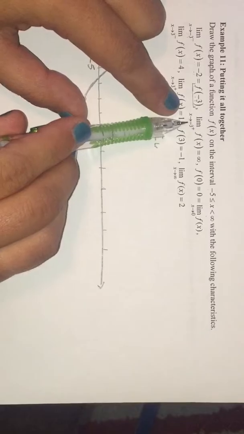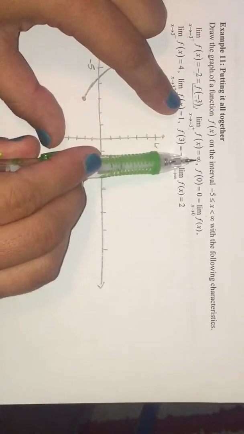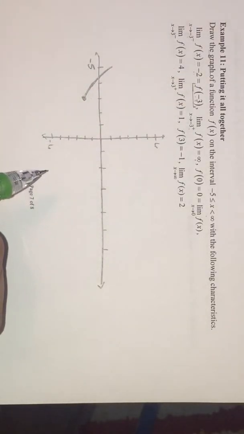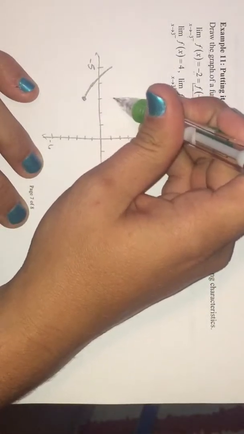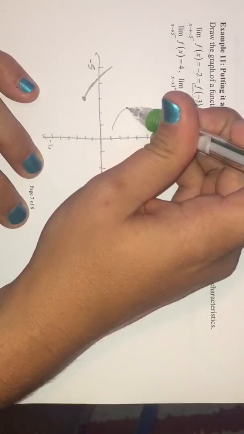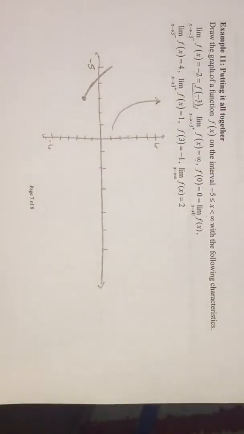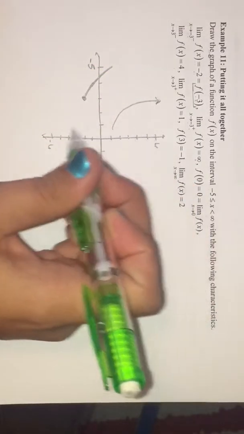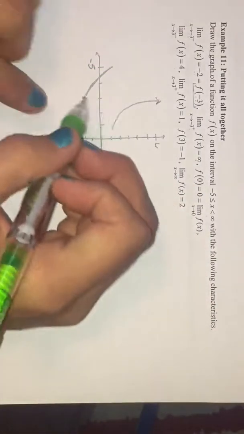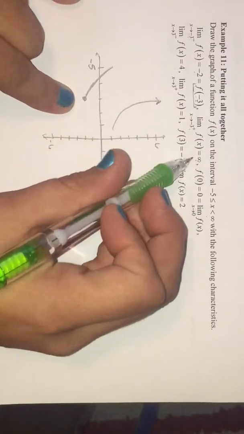As we approach -3 from the right, this function should go to infinity. Okay, as we approach -3 from the right, so this is -3, this function should go to infinity. Okay? So this is as we approach -3 from the right. And this could have started up higher. It could have started down lower. All I know is that at -3, we're heading towards infinity.